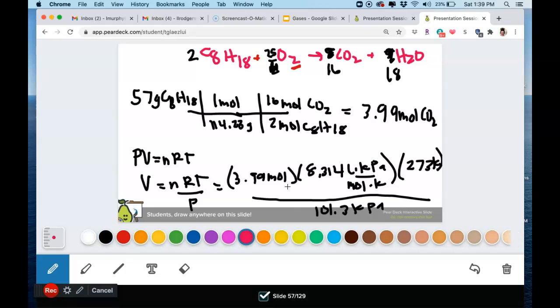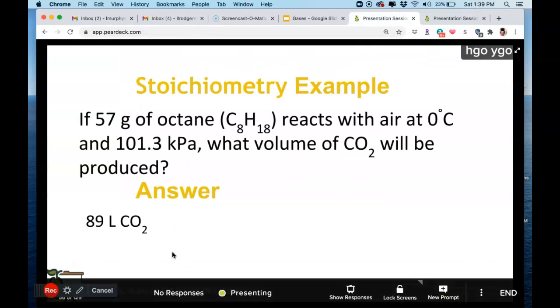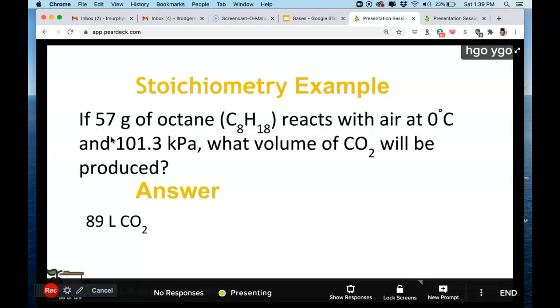Okay, so moles cancel, kilopascals cancel, Kelvin cancel, and we're left with liters. All right, so you plug it all in, and you get, let's see what the answer is, 89 liters. Okay, 89 liters, 2 sig figs, because this is 2 sig figs right here.